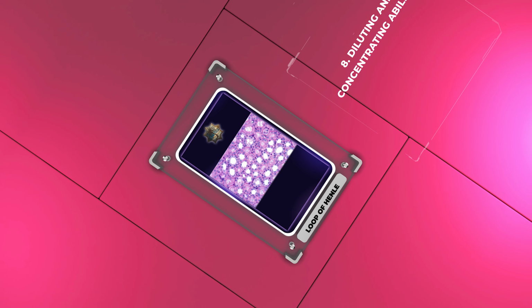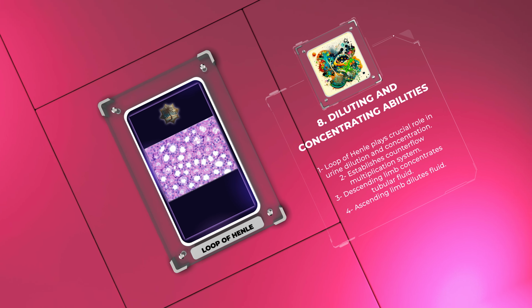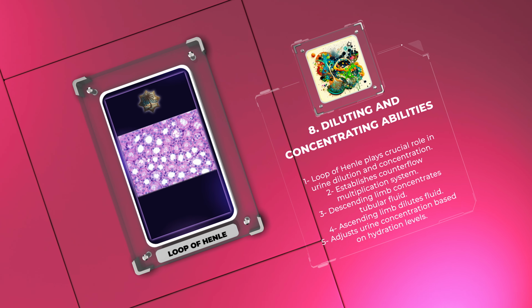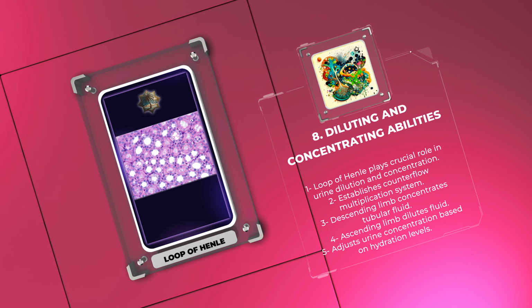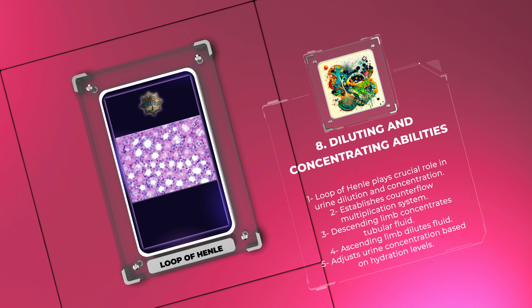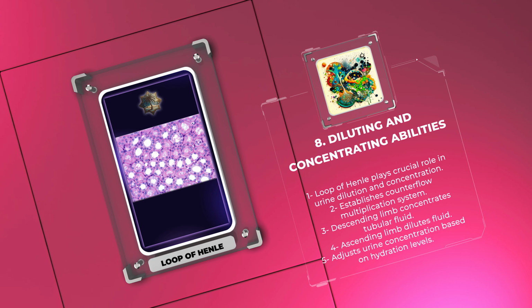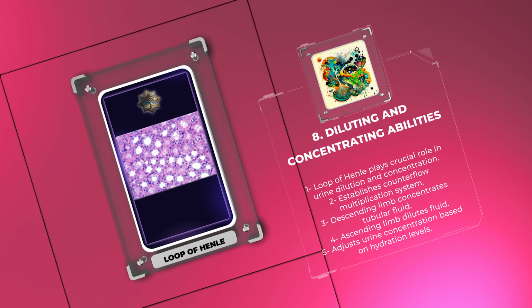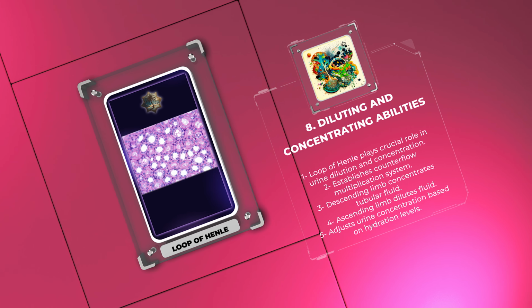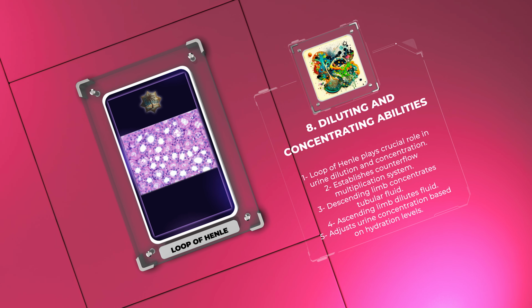The loop of Henle plays a crucial role in the dilution and concentration of urine. By establishing a counterflow multiplication system, the nephron can create a hyperosmotic interstitial fluid in the medulla, aiding water reabsorption. The descending limb concentrates tubular fluid as water is reabsorbed, while the ascending limb dilutes fluid by reabsorbing solutes. These mechanisms allow the nephron to adjust urine concentration based on hydration levels.